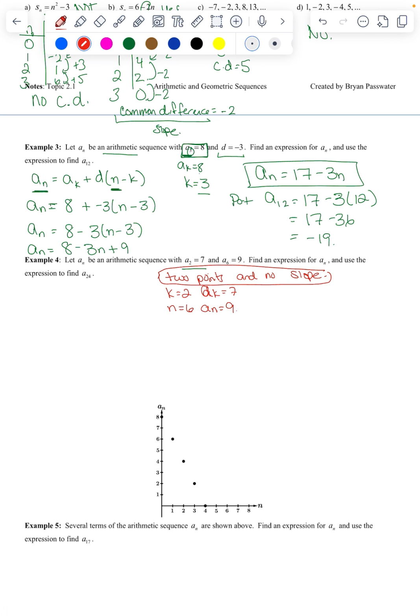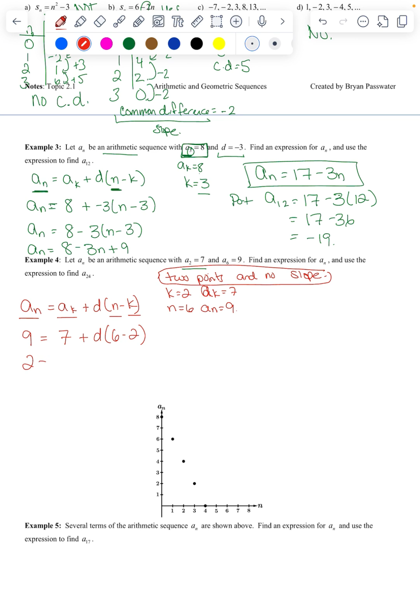So we have to solve for the slope and then figure out our a of 10 term. Remember the formula is a of n equals a of k plus d times n minus k. Here we're given a of n, a of k, n, and k. So a of n was 9, equals a of k, which is 7, plus d, which I don't know, times n minus k, which is 6 minus 2. Solve for d.